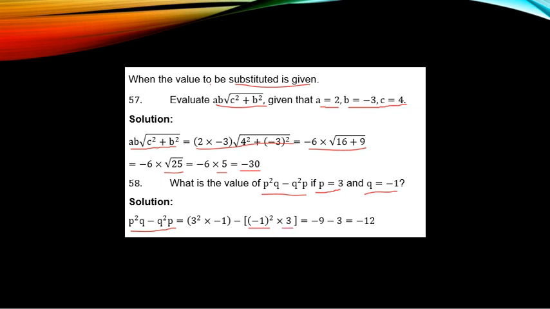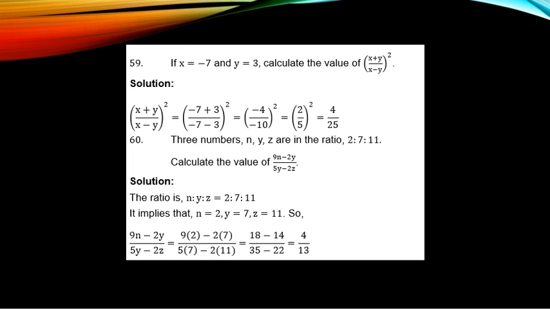On the first side, 3 squared is 9, times minus 1 is minus 9. Minus 1 squared is plus 1, times 3 is 3, then the minus before the bracket comes in. So minus 9 minus 3 is minus 12. You are owing Mr. A 9, that is minus 9. You are owing Mr. B 3, that is minus 3. Put together, you are owing Mr. A and B 12. That is minus 12.